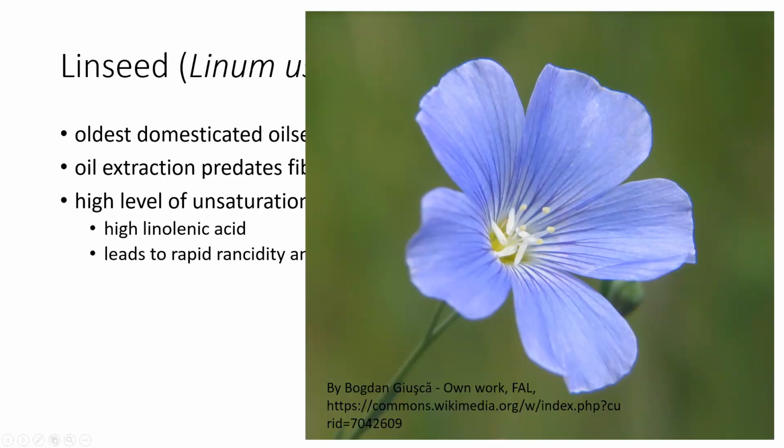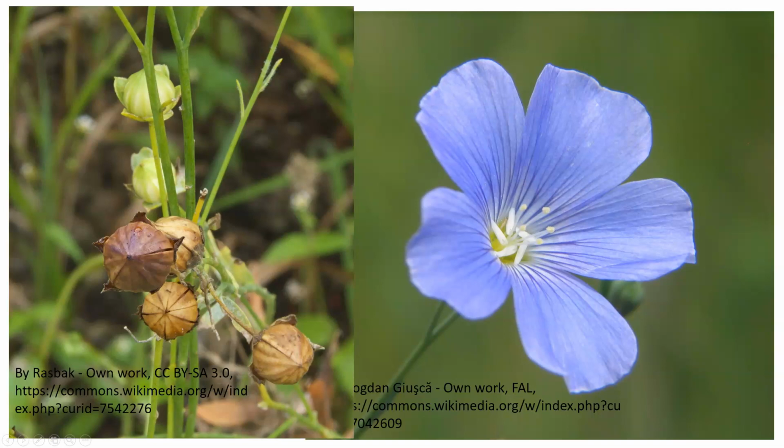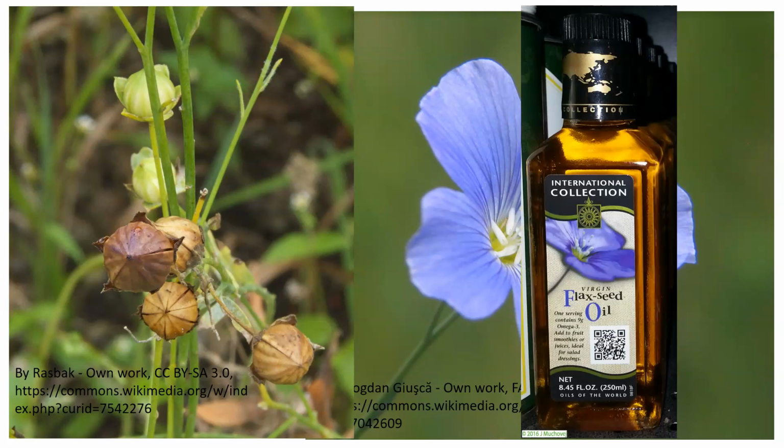When you look at the plant, it has these very pretty little blue flowers. This is the same plant that gives us linen. The seed pods look like this. They are a type of capsule. They are dehiscent. They split open and the seeds come out of it. This is the same plant that we get linen out of. The plant is called flax. They call it flaxseed oil.